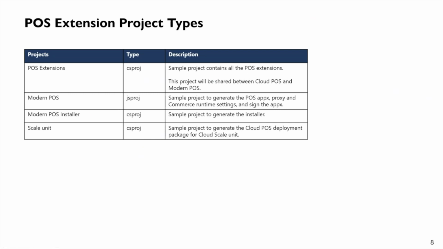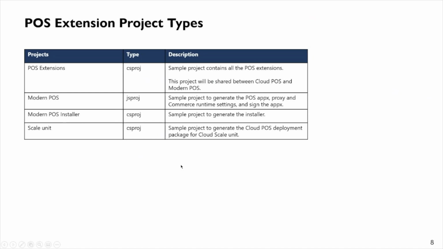So for Modern POS, it's just three projects you need to create. One, your extension project, where you're going to contain all your business logic for the extensions. Next is the Apex project, the JS project, where you're going to create your Apex file, because the MPOS is going to contain the Apex file. That's what gets deployed. Then to deploy the Apex file with CRT and other DLLs, you're going to create the installer.